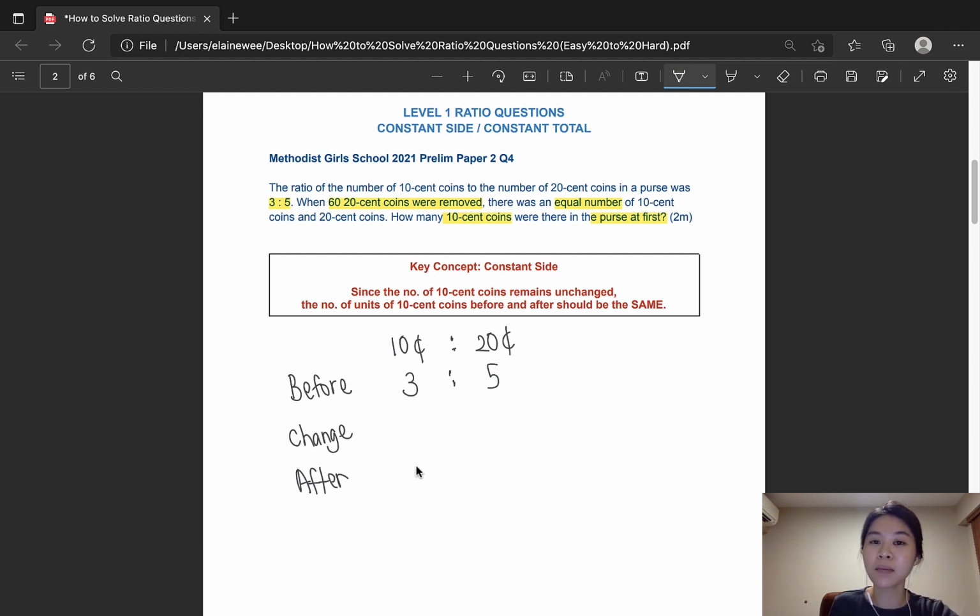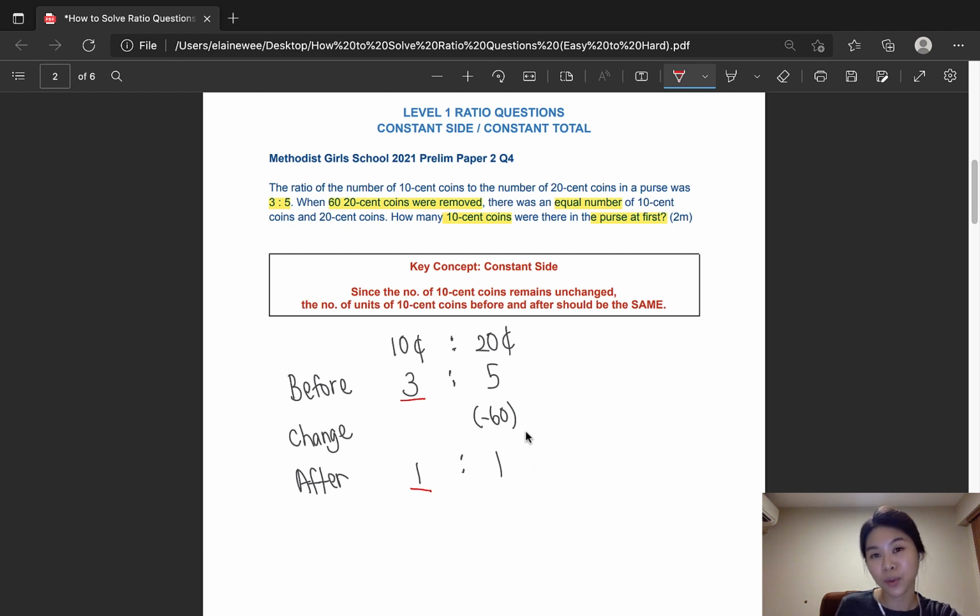And the change basically means what happened. So 60 20-cent coins were removed, so we would write a minus 60 over here. And in the after situation, there was an equal number of 10-cent and 20-cent coins. So when there's an equal number of units, in the simplest form, it would be 1 to 1. So what's problematic now is that the units representing the 10-cent coins are different. Okay, they should be the same since the number of 10-cent coins did not change.